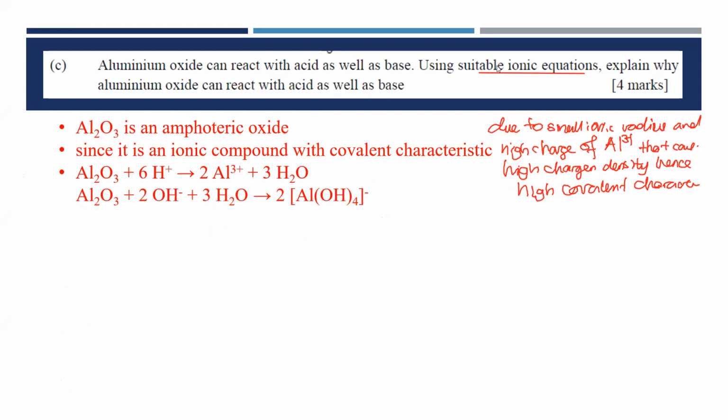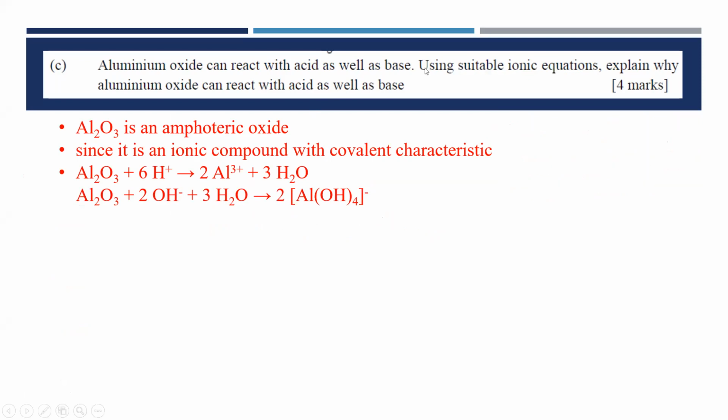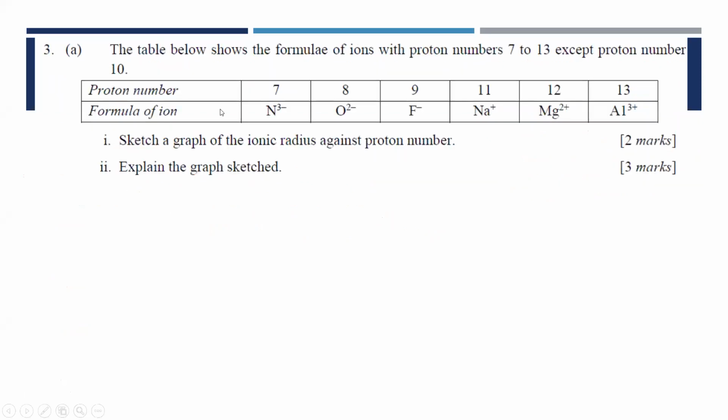Okay, so with that, that is how you answer the essay question. We continue to the next question. So the next question is question number 3. Question number 3 sounds like this. Table below shows the formula of an oxide ion with proton number 7 to 13 except for 10. 1. Sketch a graph of ionic radius against proton number, 2 marks, and explain the graph sketch.